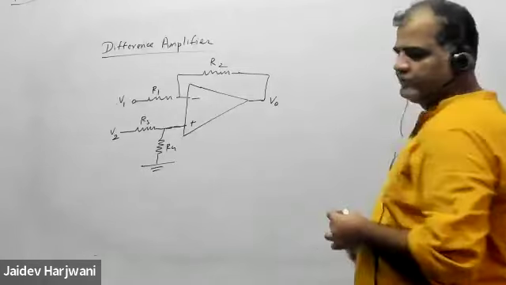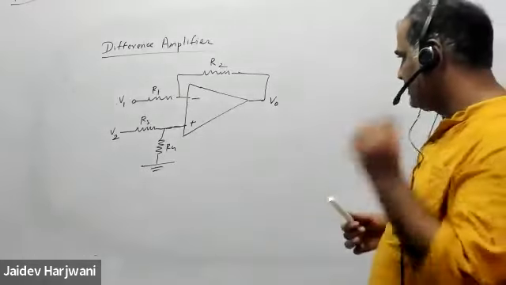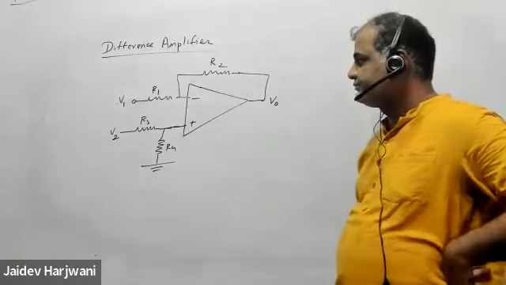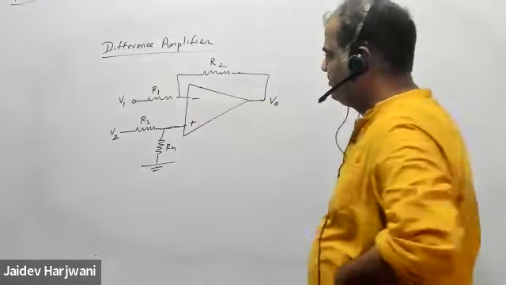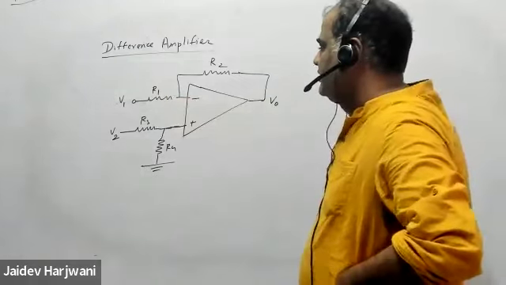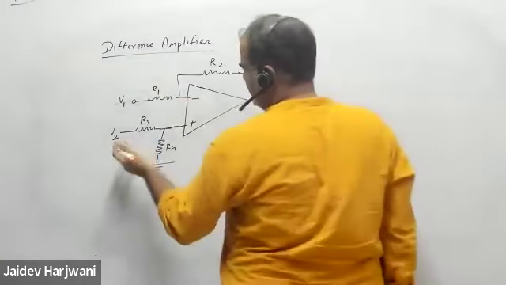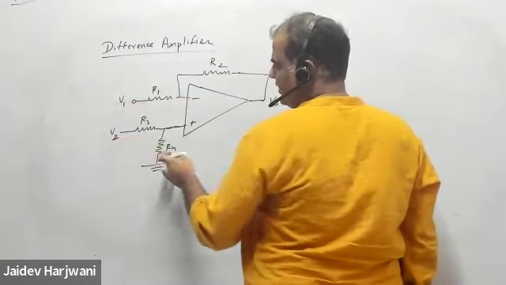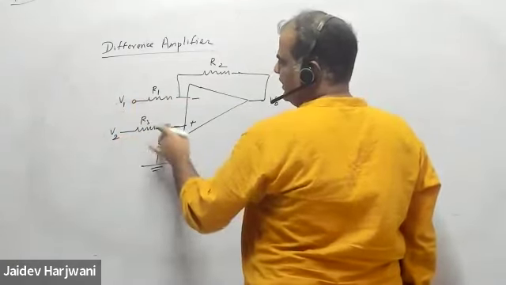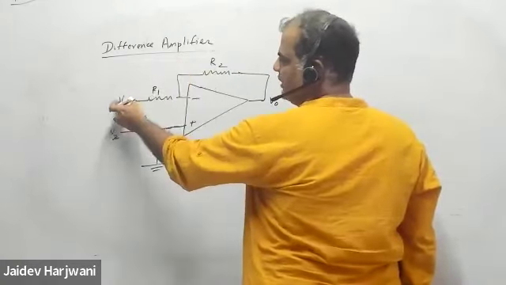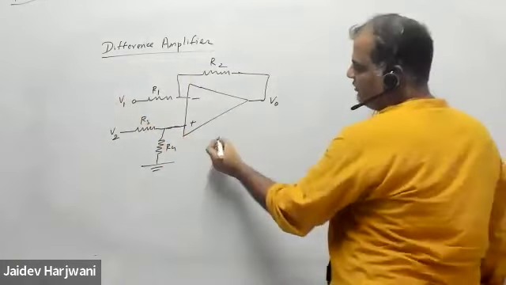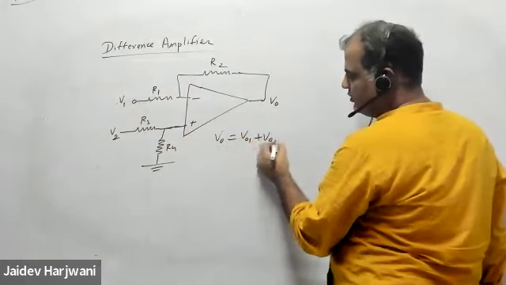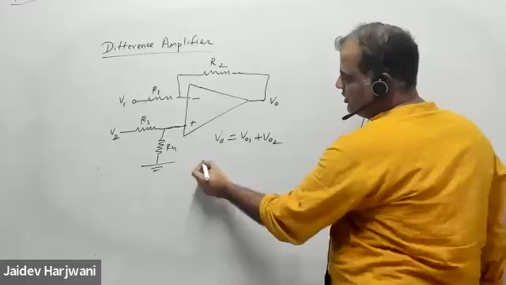Now tell me how to do this problem. Can anyone tell me? Virtual ground. Virtual short. Virtual short is not there, so I can find the voltage here. Either you can do the superposition principle, assuming this is 0. If this is 0, automatically this becomes ground, and you can do the inverting amplifier one time. So superposition principle says V0 will be V01 plus V02.